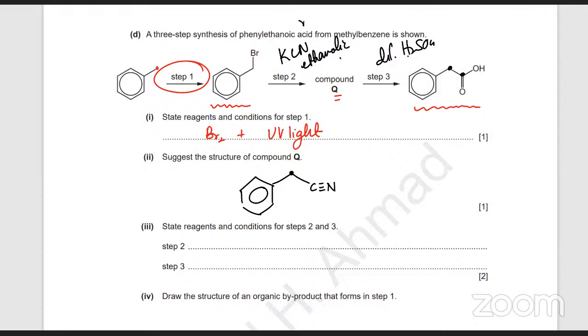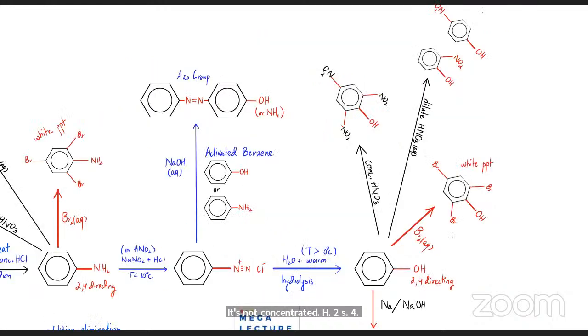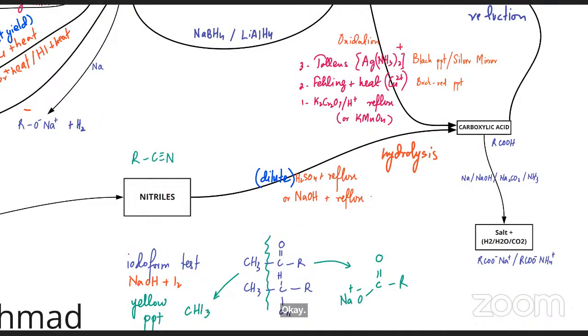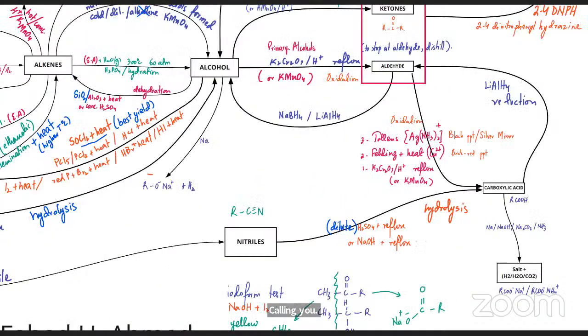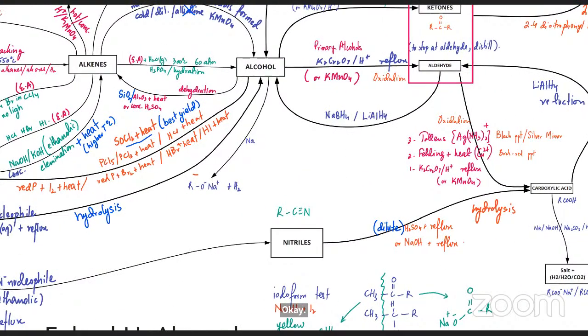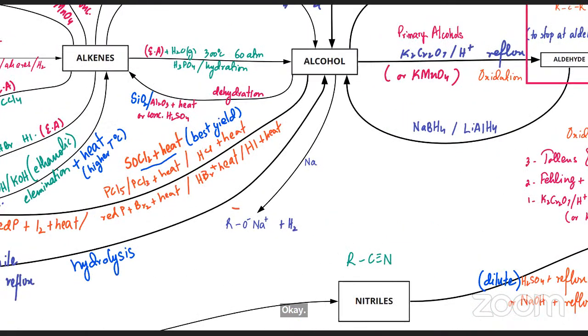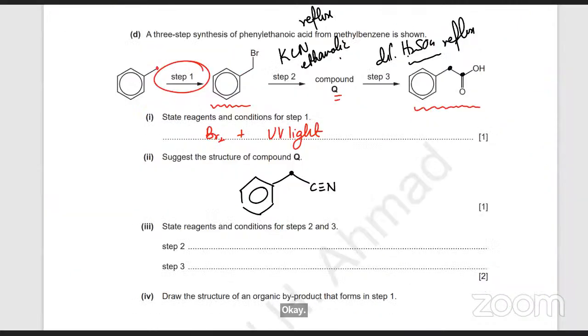And it's going to be reflux. It's not concentrated H2SO4? No, dilute. For hydrolysis, it's always dilute. This nitrile to go, that's dilute H2SO4. Concentrated H2SO4, okay. It's when you want to remove a water molecule. Because it's alcohol, dehydration. Esterification, that's concentrated sulfuric acid.